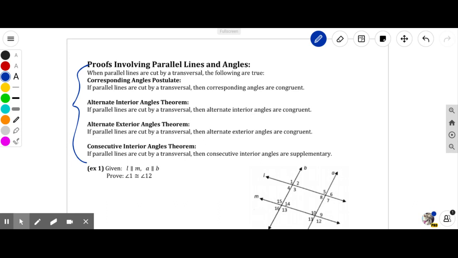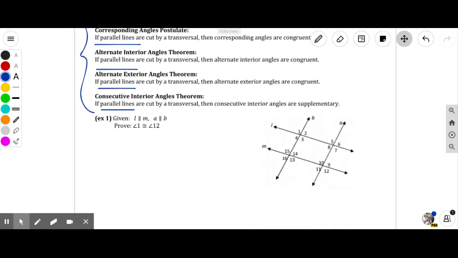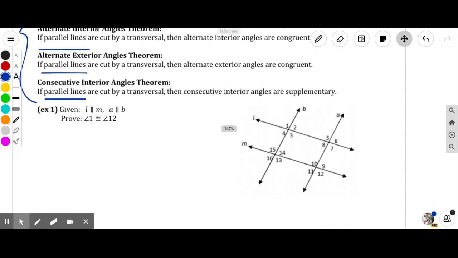So remember, corresponding angles are congruent, alternate interior angles are congruent, alternate exterior angles are congruent, and consecutive interior angles are supplementary. And remember that this is only if the lines are parallel. If the lines that make the angles are not parallel, then these are not true. So we're going to use these theorems and then the one postulate, corresponding angles, to prove some things about angles. That's what the first part is.